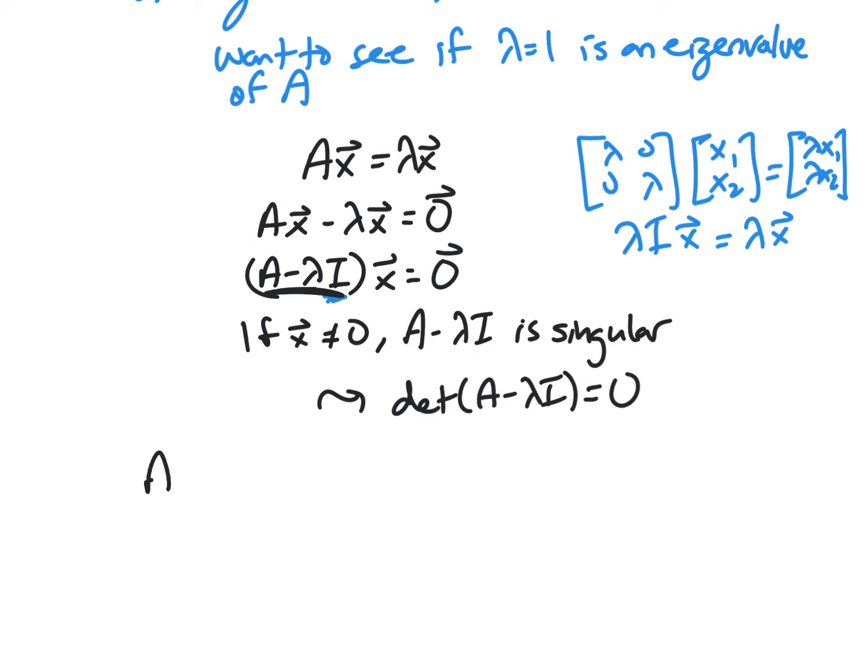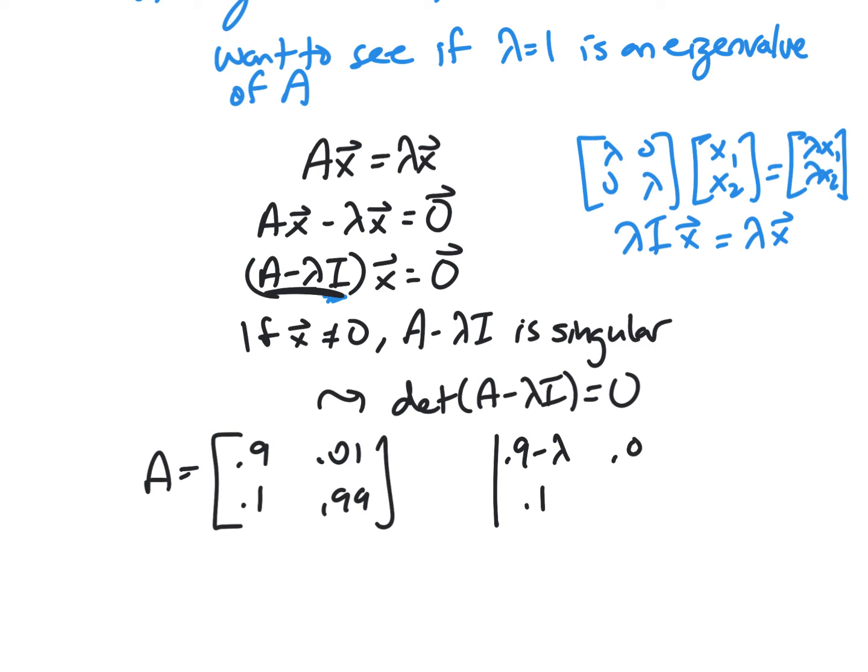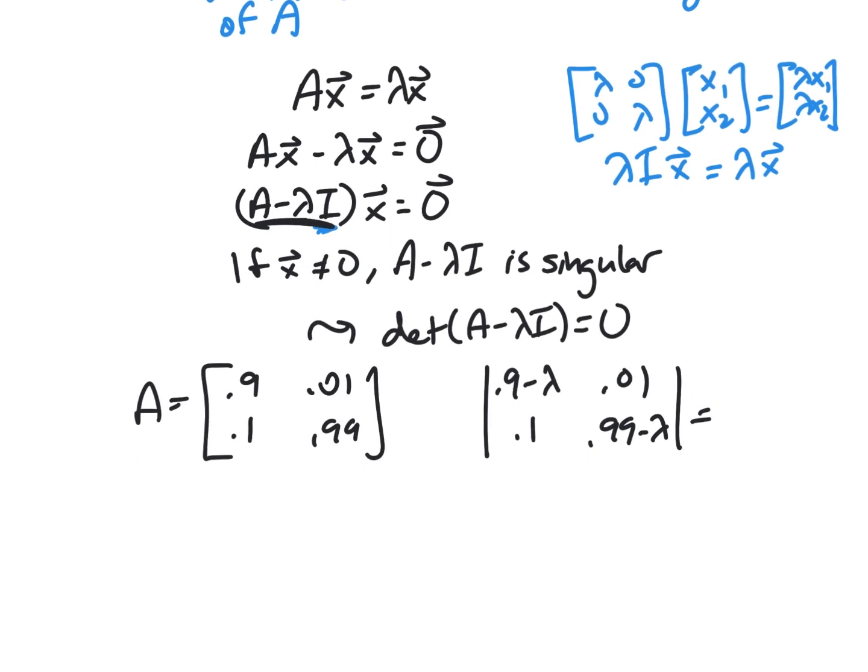So let's go back to our matrix. A was 0.9, 0.1, 0.01, 0.99. So if I want the determinant of A minus lambda I, that means I'm looking at this determinant here: 0.9 minus lambda, 0.1, 0.01, 0.99 minus lambda. And you can just kind of believe me on the math a little bit. You do it out and you get lambda squared minus 1.89 lambda plus 0.89. And if you factor this, it actually factors quite nicely. It's lambda minus 1 and lambda minus 0.89.